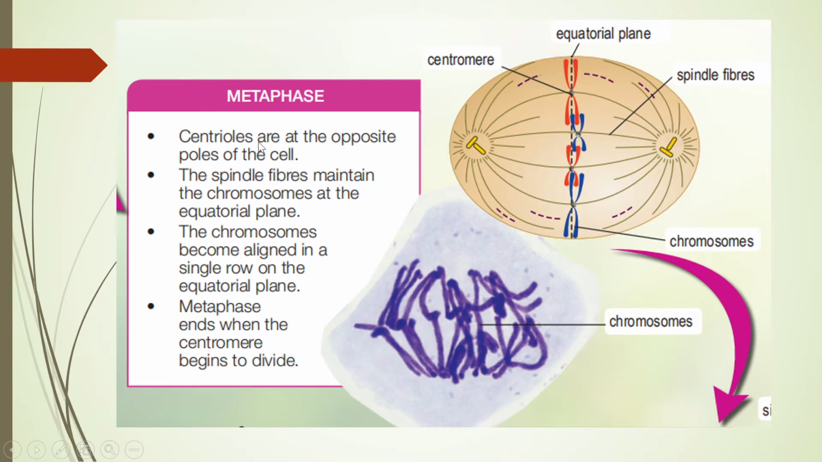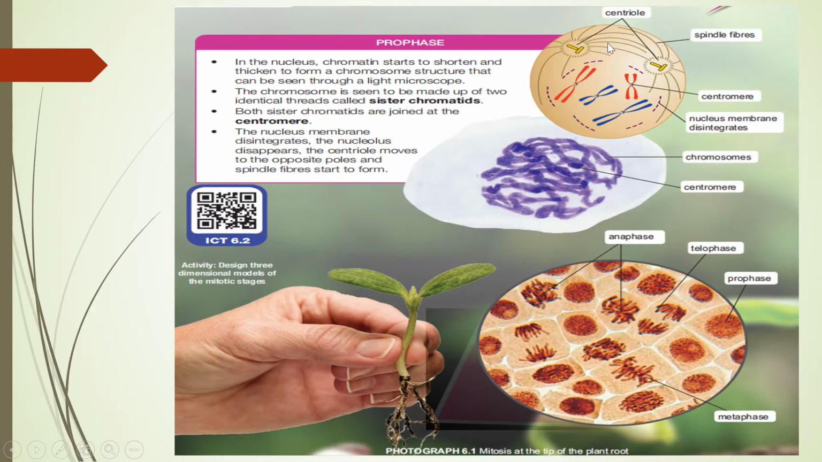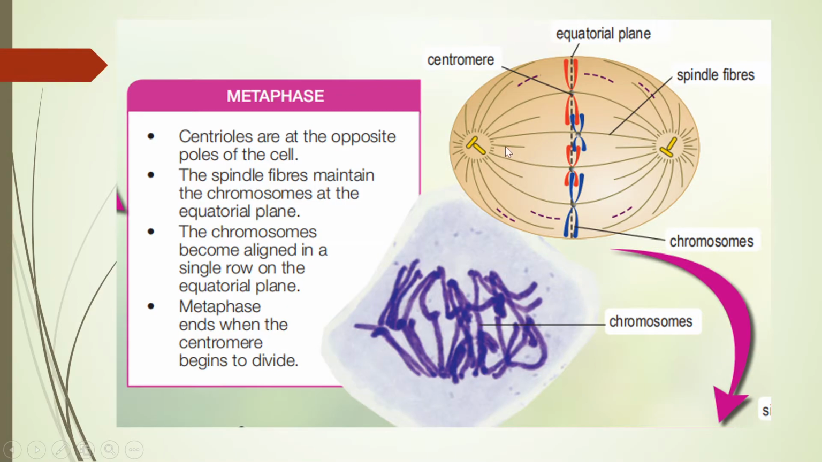First, centrioles. We talk about these centrioles. They are now at the opposite poles of the cell, opposite one another. Just now, before that, they were still not opposite yet. They were migrating to the opposite side, now already at the opposite poles. So the spindle fibers maintain the chromosomes at the equatorial plane, or the metaphase plate. This is known as the equatorial plane in the middle. Sometimes we also call it the metaphase plate.